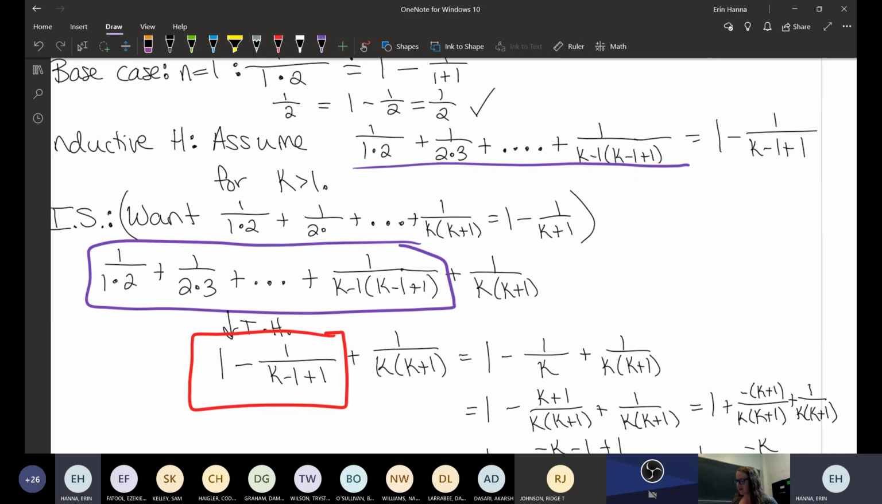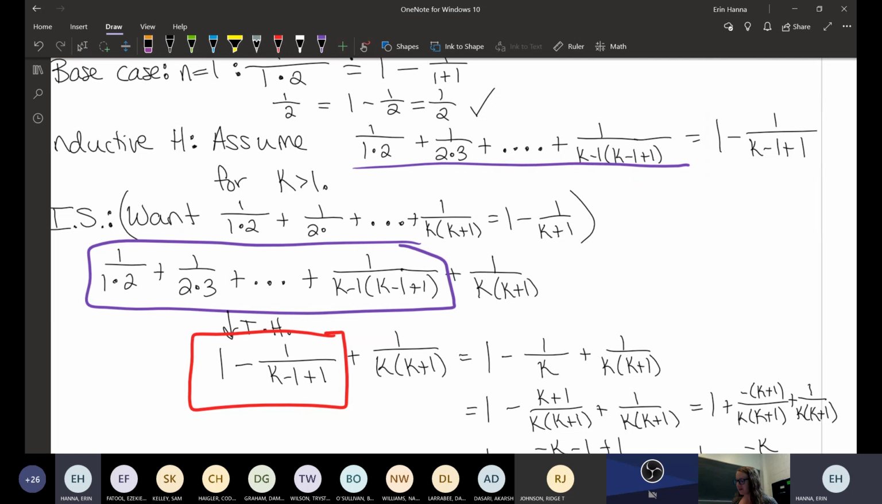Okay, so this one, I know that focusing on all of this is a lot of stuff, and it's a lot of nasty notation. But essentially what we've done is we've said that if we have this format where we're taking 1 over n times n plus 1 for however many n's we have, it's going to be equivalent to just calculating 1 minus 1 over n plus 1. So we did it for the base case.